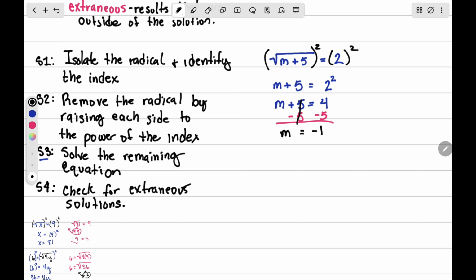Now we have to check for an extraneous solution. Let's see if it's extraneous or not. Our original problem said the square root of m plus 5, with m equal to negative 1, plus 5, is going to equal 2. So negative 1 plus 5 is the square root of 4, which equals 2. When you break 4 down, you get 2 times 2, that's two 2's, so a 2 comes out and nothing is left over. So 2 is equal to 2. Again, this is not an extraneous result.